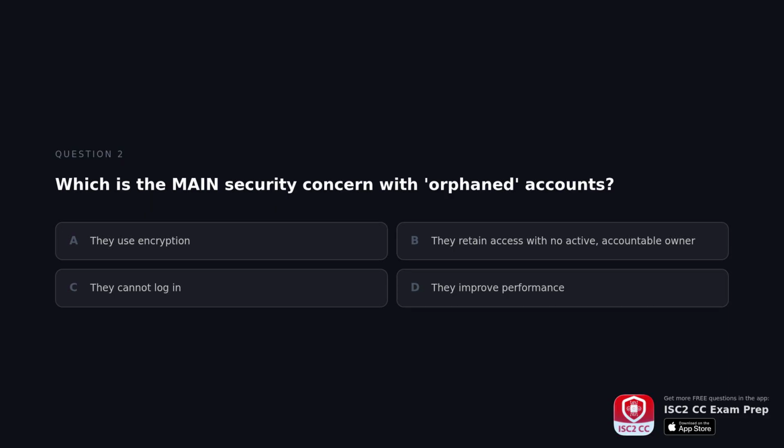Which is the main security concern with orphaned accounts? A. They use encryption. B. They retain access with no active, accountable owner. C. They cannot log in. D. They improve performance.